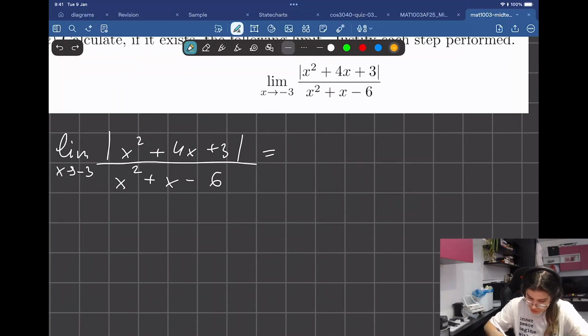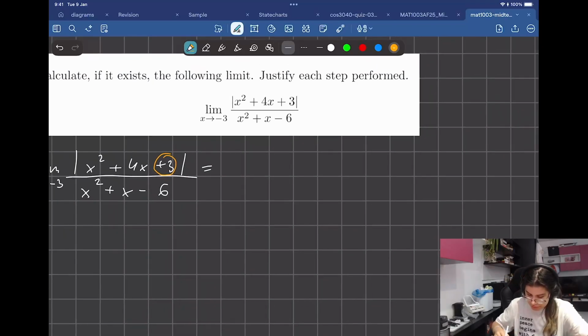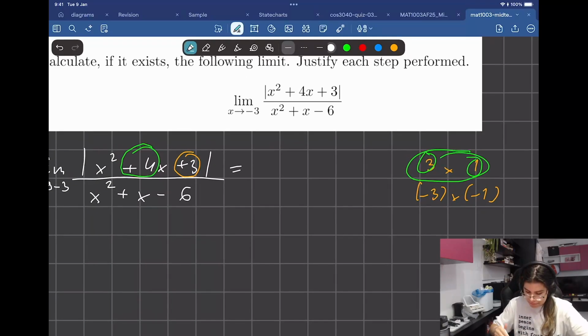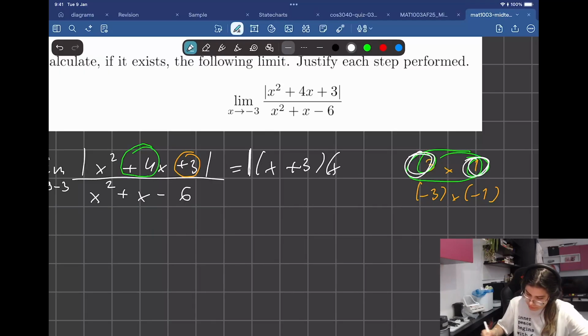For the top, I need two numbers that when multiplied give me 3. This could be 3 times 1, or minus 3 times minus 1, right? Do we have any other options? Not really. Out of these, I need to find a combination that when summed gives me 4. Well, 3 plus 1 is 4, so this is my pair of values. So I can factor this out, I still keep the modulus for now, into x plus 3 times x plus 1, right?